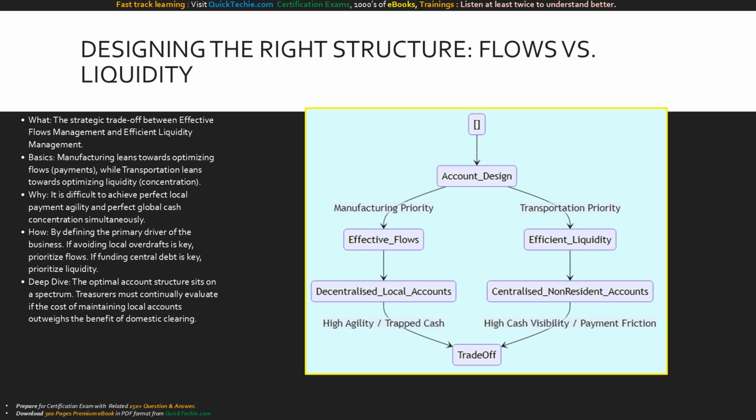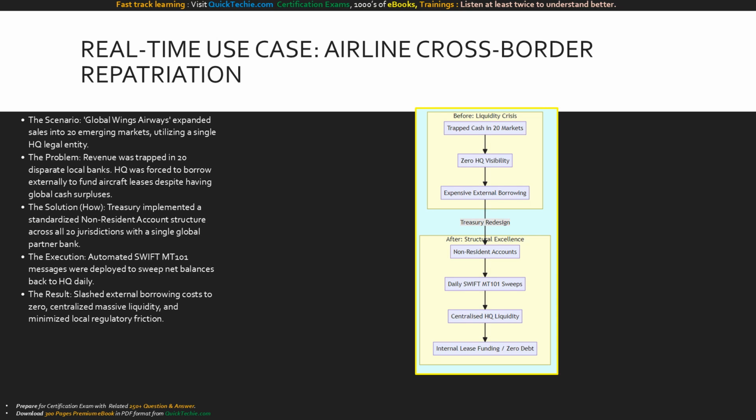As a senior treasurer, your job is to identify exactly where your company's operational reality sits on the spectrum and design the accounts accordingly. Let's apply these theories to a real-time, highly impactful use case. Consider Global Wings Airways. The scenario: they aggressively expanded ticket sales into 20 emerging markets, maintaining their single HQ legal entity model. The problem was severe. Their revenue was getting trapped in 20 disparate local banking networks. Because HQ couldn't see or access this cash, they were forced to borrow millions externally at high interest rates just to fund their aircraft leases, despite actually being cash-rich globally.